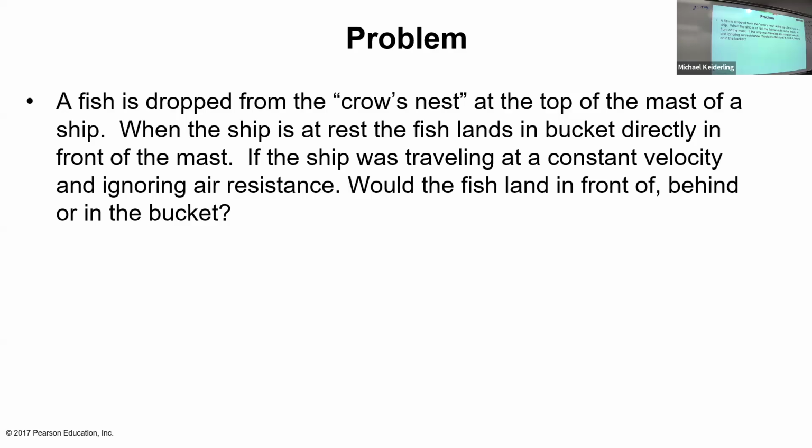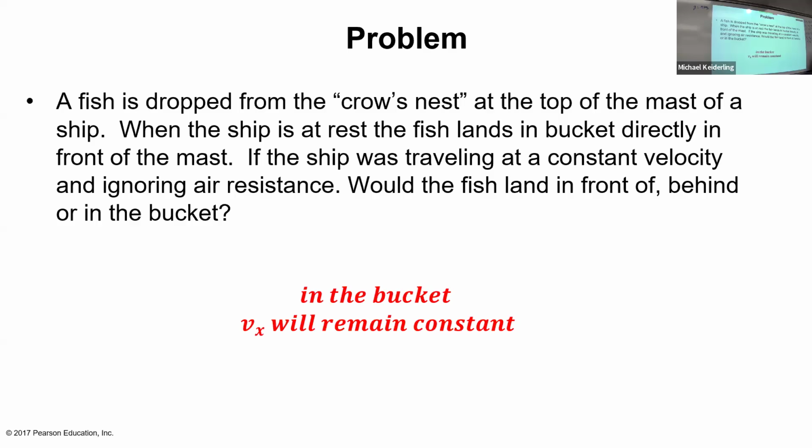As something falls, its horizontal motion doesn't change. So the ship and the fish have identical horizontal motion. So the bucket will always be directly underneath the fish, and the fish will land in the bucket. Because the velocity in the x direction will remain constant, because there's no acceleration in the x direction.